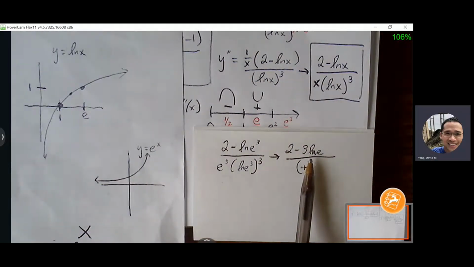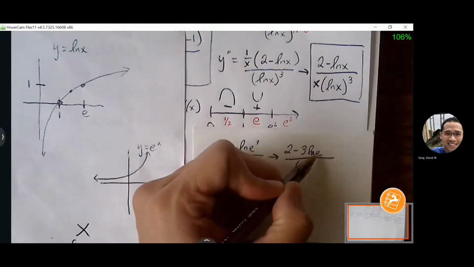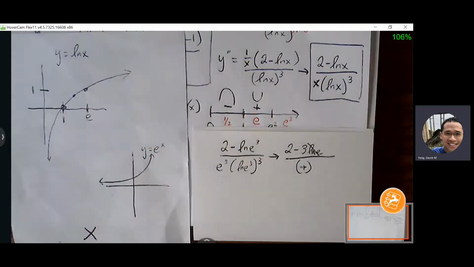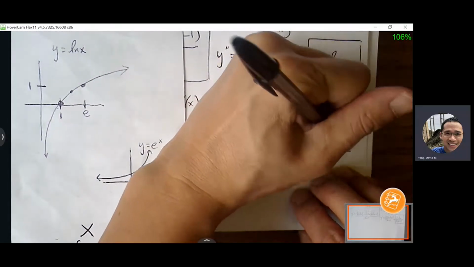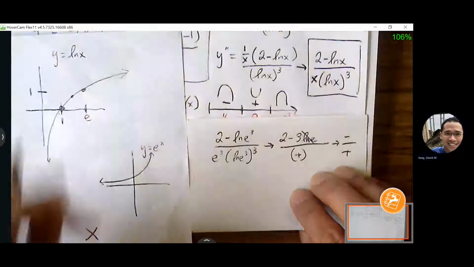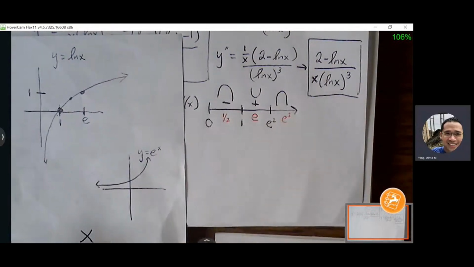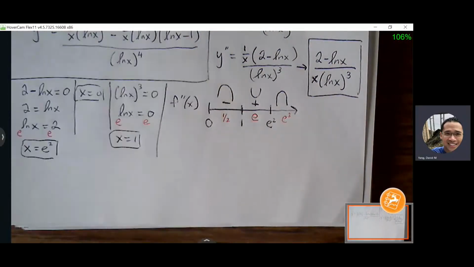Okay. What's natural log of e? 1, right? What's 2 minus 3? Negative, right? So negative over positive is negative. So concave down. Okay, does that make sense? Okay.